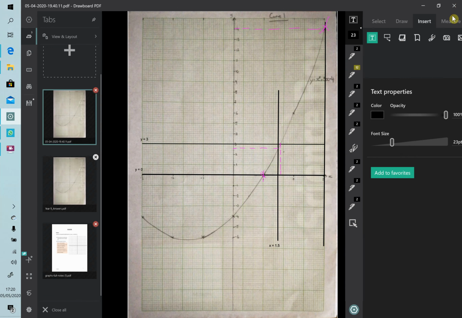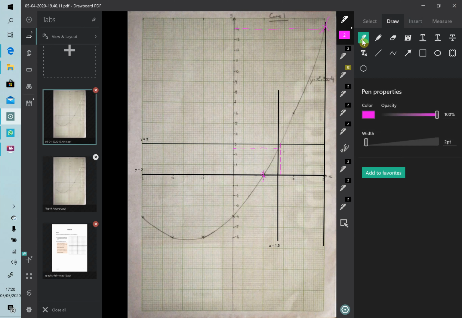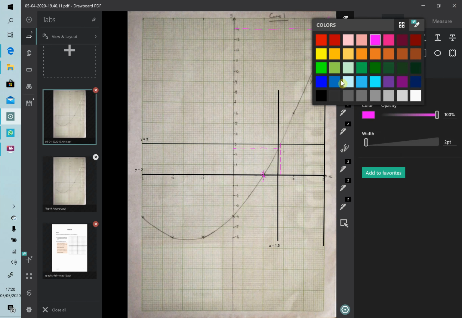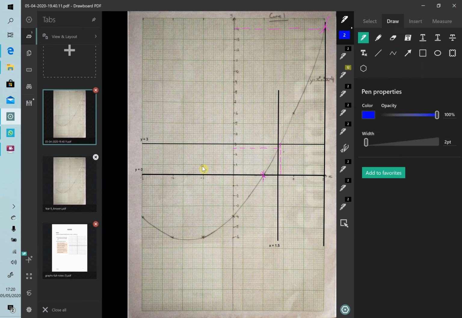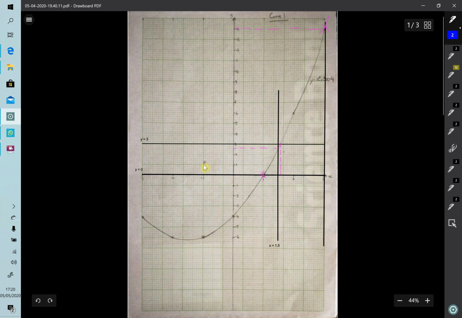I'm going to do it in a different color so we don't get confused. Let me do it in a nice blue. The first coordinate is -1, 1. I'm on the -1 and 1, and I plot it here, as neatly as I can. 0, 2 is here. And the third one is 1, 3.